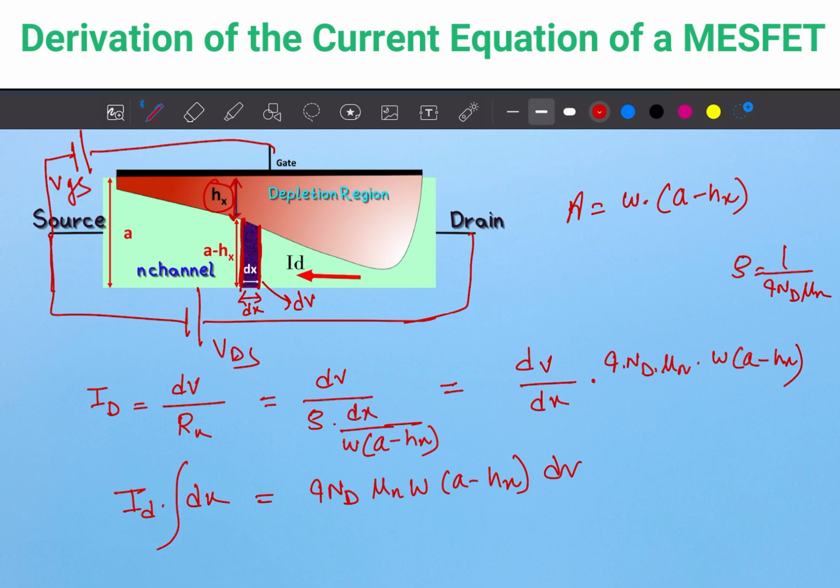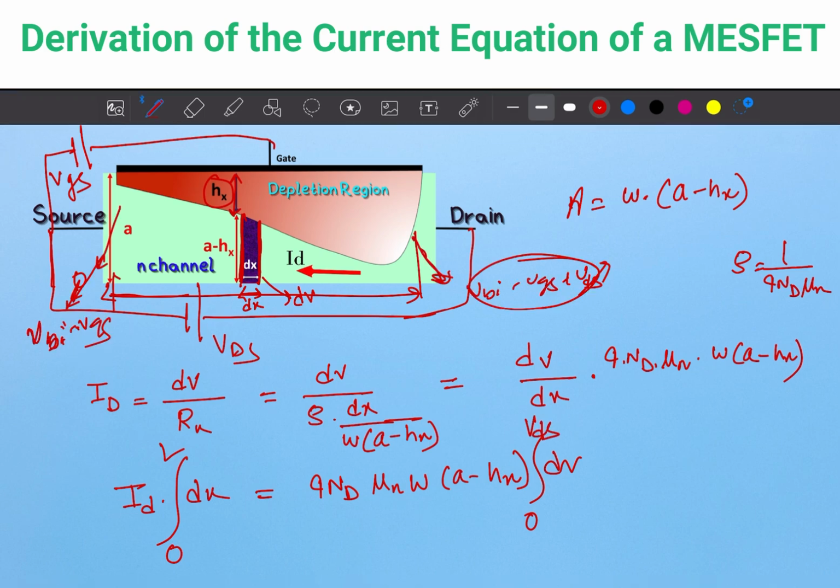So the limit of dx will be 0 to L, as the channel length is 0 to L, right? So the limit will be 0 to L. And what is the limit of the voltage? It will be 0 to VDS. So let's do the integration.